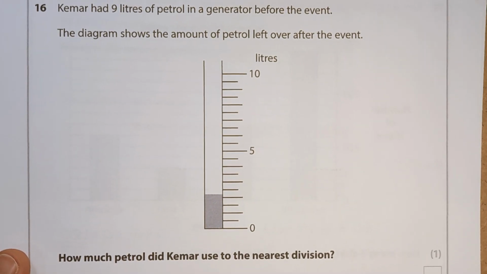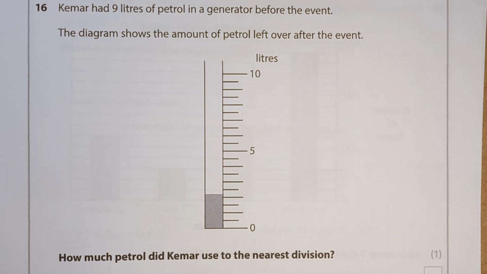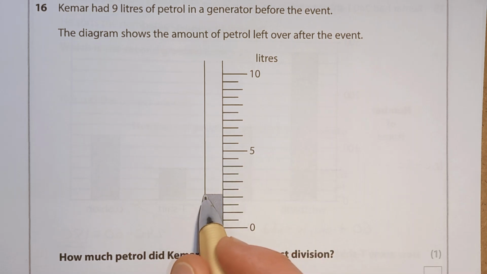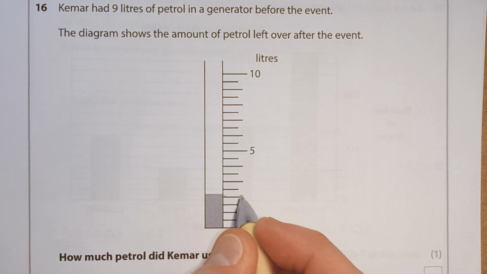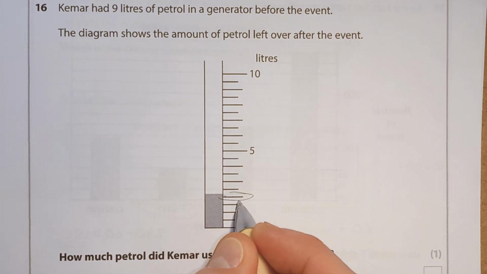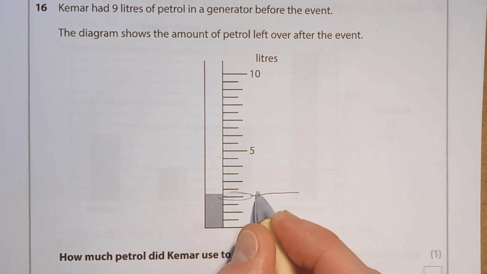Okay, question 16. Kemar had 9 litres of petrol in a generator before the event. The diagram shows the amount of petrol left after the event. How much petrol did Kemar use to the nearest division? Now, when they say division, what they mean are these different lines. So in other words, which of these lines is this level closest to? And you might see it's slightly closer to this one. So this is the one we're interested in.